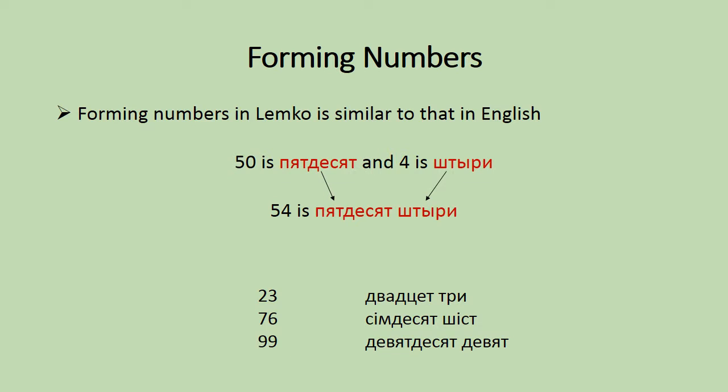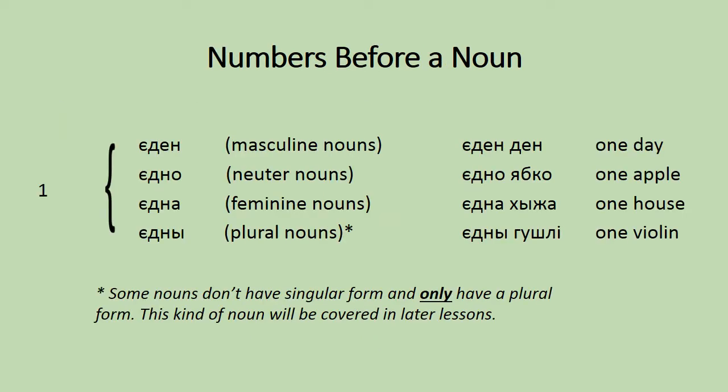76 is 76. 99 is 99. Numbers before a noun.